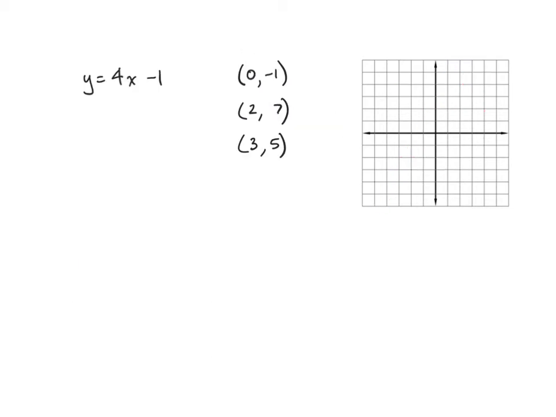So what we have here, I've got another equation, y equals 4x minus 1, and I have 3 points over here. Now what we want to know is whether or not these 3 points represent solutions to this equation.